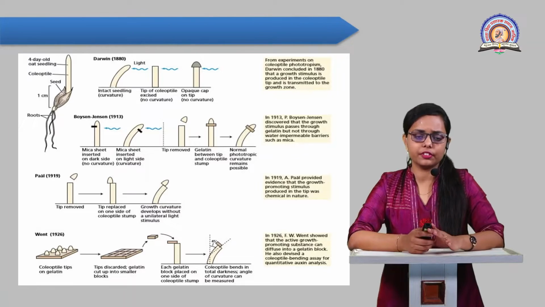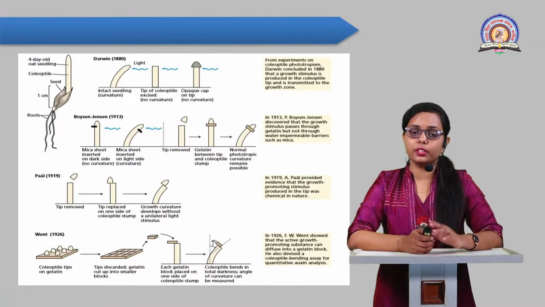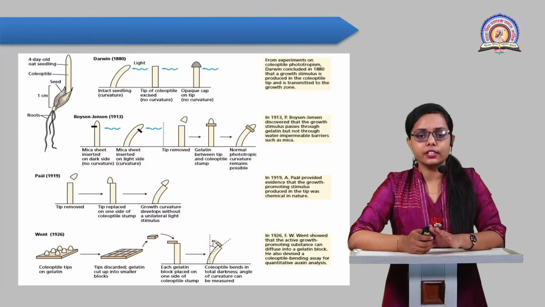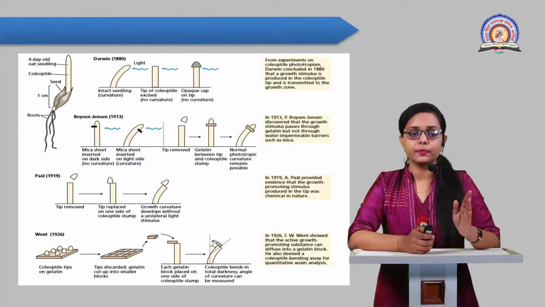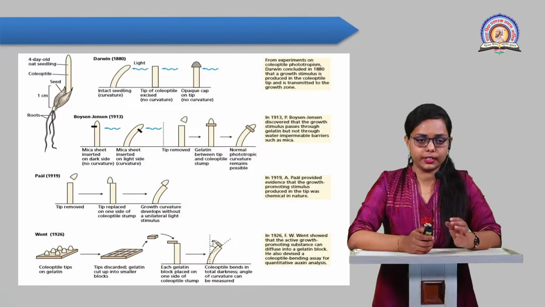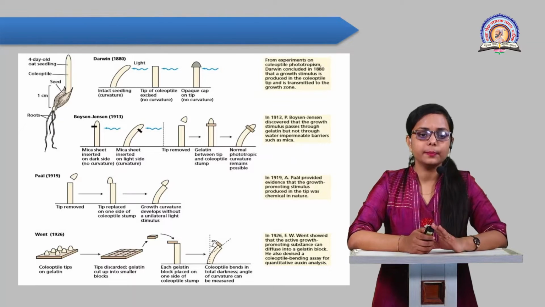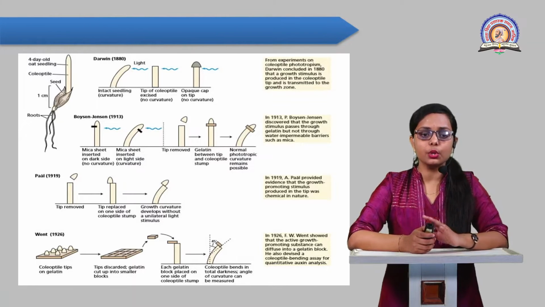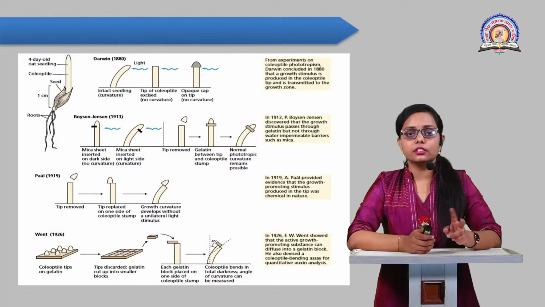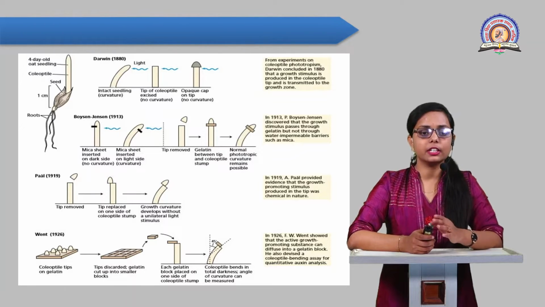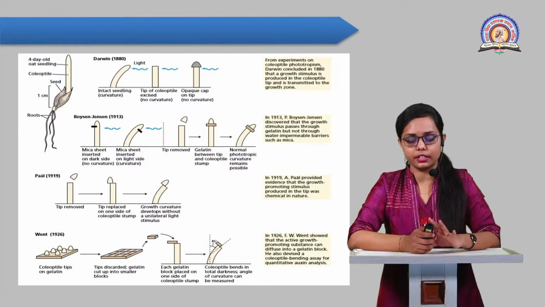So after a few years, in 1913, Boysen and Jensen performed another experiment. What they did was put a mica sheet towards the dark side of the coleoptile, and there was no curvature. It didn't bend at all. The second time, they inserted the mica sheet on the light side. That time there was a curvature.